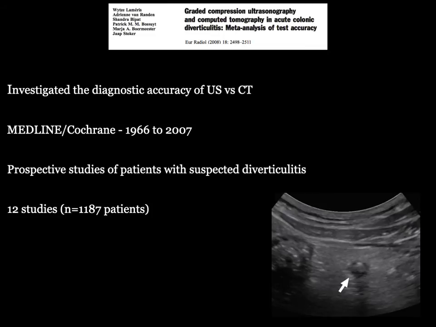So this study, published in 2008 in European Radiology, looked at the diagnostic accuracy of ultrasound versus CT. They looked for studies that had been published between 1966 and 2007. Specifically, they looked for prospective studies of patients with suspected diverticulitis using ultrasound or CT imaging. They found 12 studies that fit the description that they were looking for, with almost 1,200 patients.